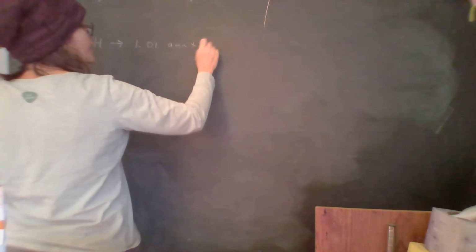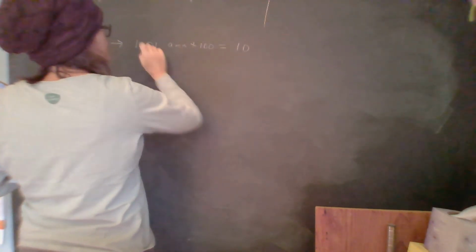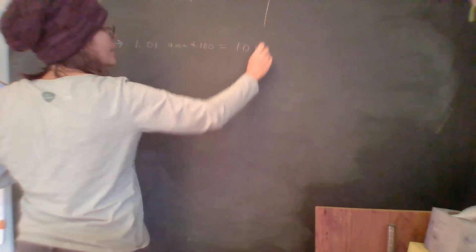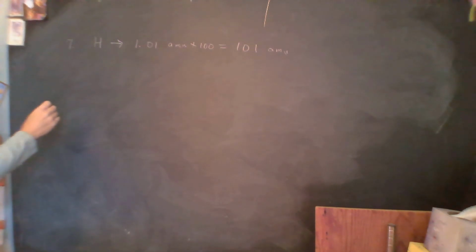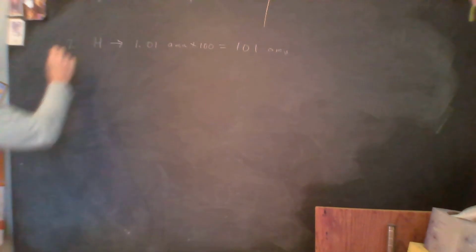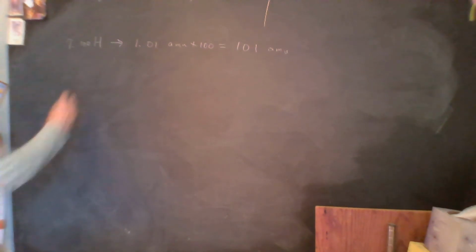Yeah. The other one was sulfur. So we're going to multiply that by 100, and that gives us, any guesses? 101 AMU. Okay, let's see. What's the next one? I haven't found sulfur yet, but there's lanthanum. It's 138.9 AMU.